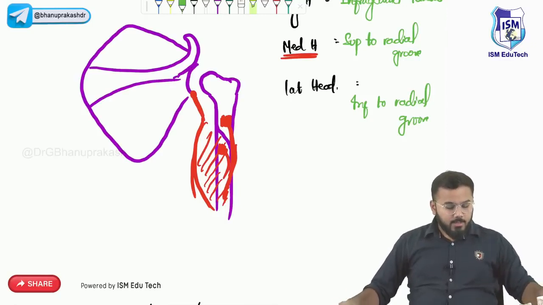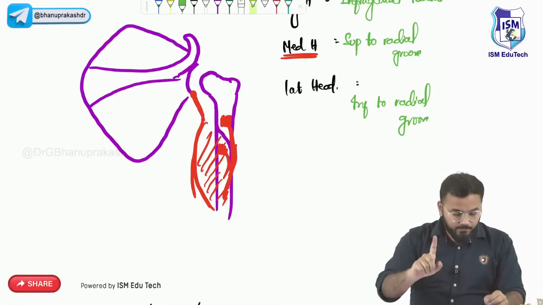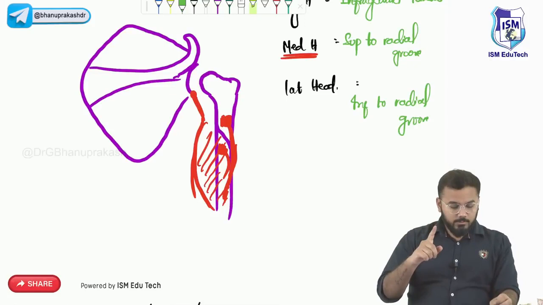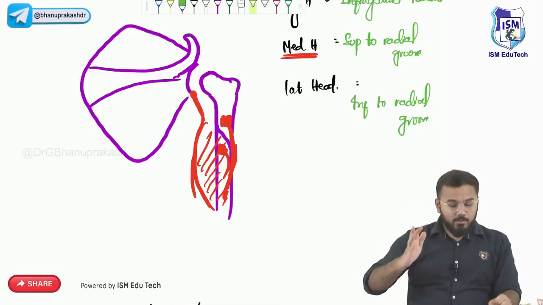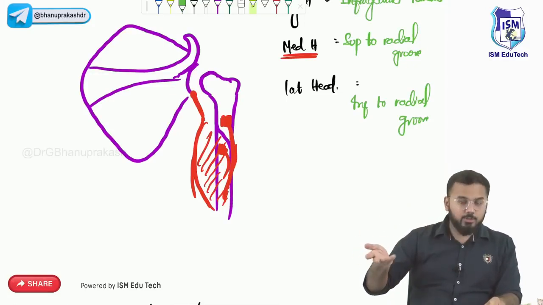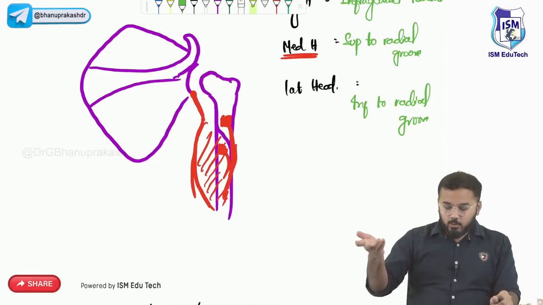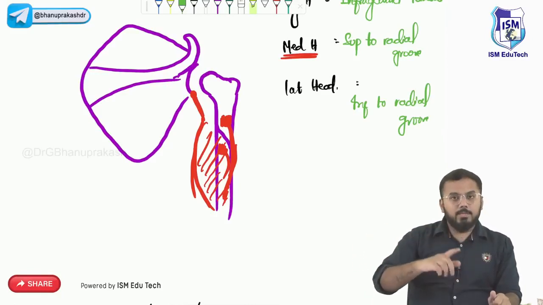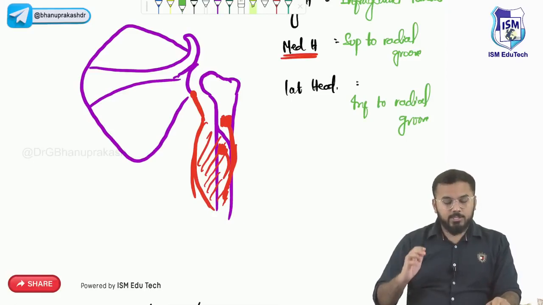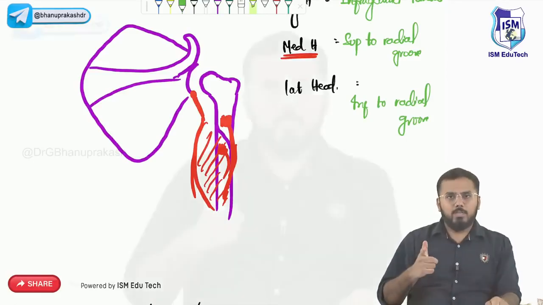Now concentrate on one thing. If you are students preparing for NEET PG, for you it will be useful. Students who are MBBS, for you also it will be useful. In the INI-CET exam recently they have asked this question. Look here very carefully. This is proximal, this is distal. Biceps is attached here.